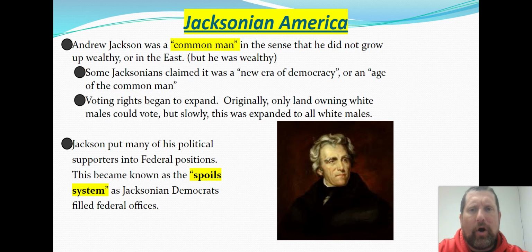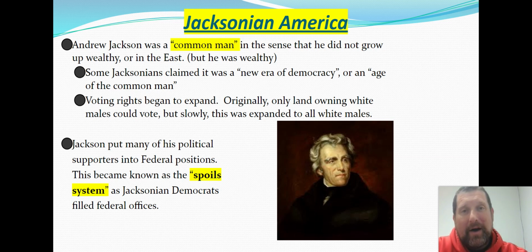When Jackson comes into office, it's seen, and his supporters would claim, it's this new era of democracy. It's an age of the common man. You can make an argument that there's kind of a populist element to Andrew Jackson when he comes into office. And originally, some voting rights begin to expand, first to all land owning white males, and then to all white males. And at this point, okay, that's about as democratic as it gets, to remove the land ownership restriction among who can vote. And so this is another kind of feather in the cap of Andrew Jackson claiming to be of the common man.